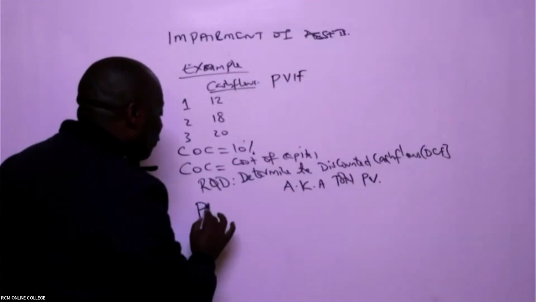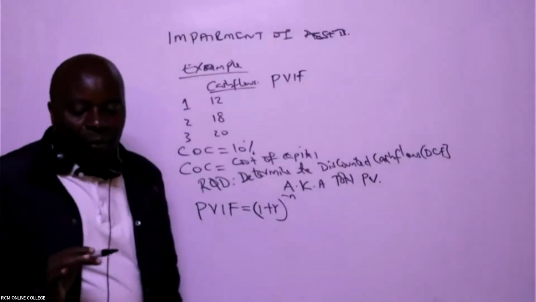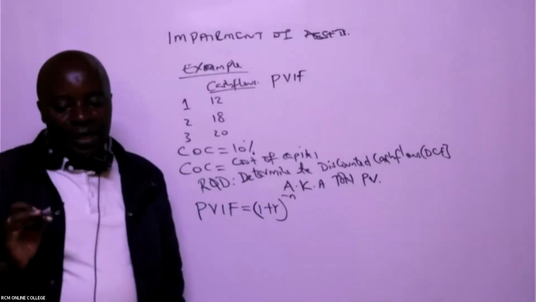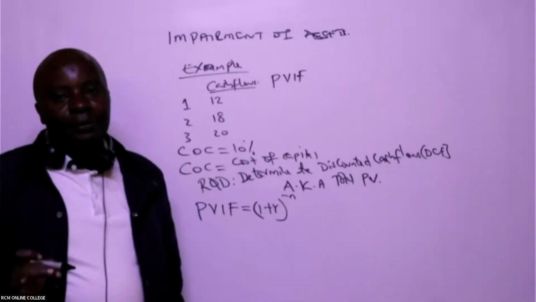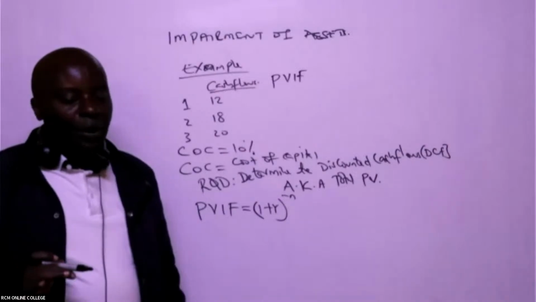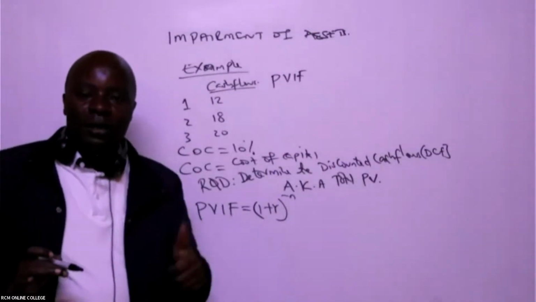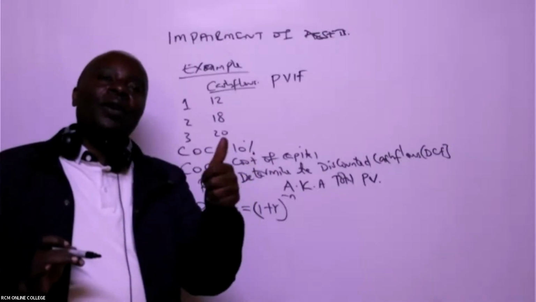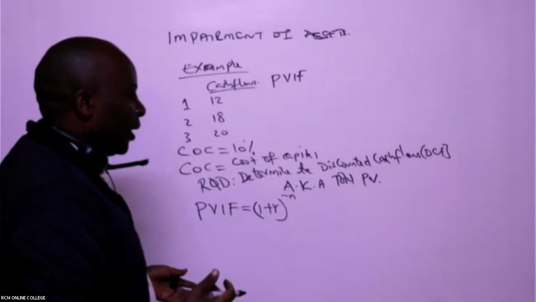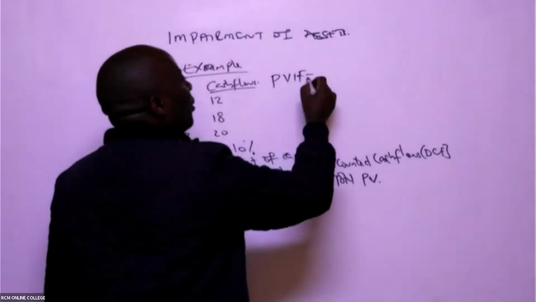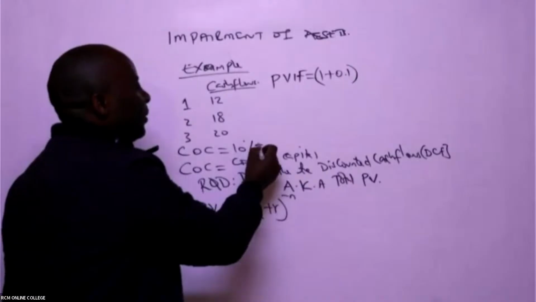And for me to use PVIF, we know the formula: it is 1 plus r raised to negative n. The formula of PVIF is 1 plus r raised to negative n. What is our r? Our r is the required return. Our r is the COC. What those guys need as their return is, to us as a company, the cost of capital. So the PVF will be 1 plus r, and our r is 10%. You see, 10% is the same as 0.1.